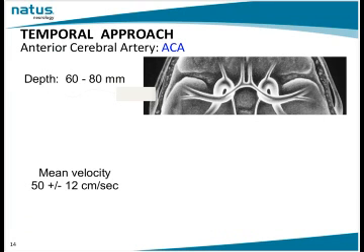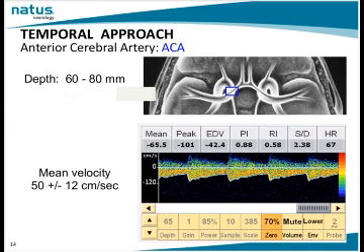A lot of times people ask, how do I find the ACA? Well, when you're at your MCA-ACA bifurcation, that lower waveform is the ACA. You don't have to search for it. It's there. The ACA is typically located at depths between 60 and a maximum of 80 millimeters. And the typical flow velocity is lower than in the MCA. It's typically 50 plus or minus 12. So we want to take a snapshot of that anterior cerebral artery and save that.